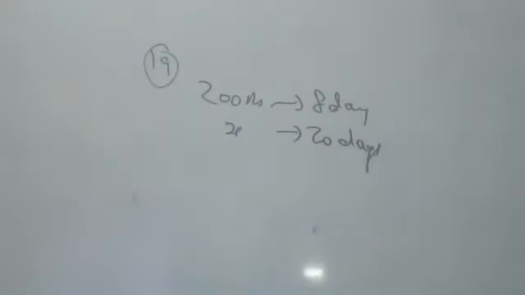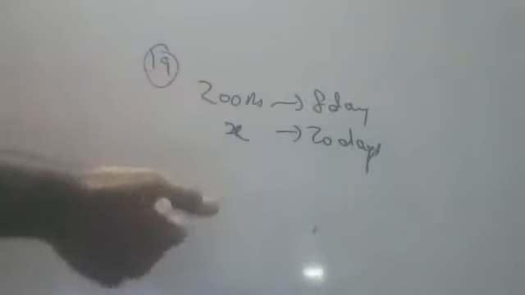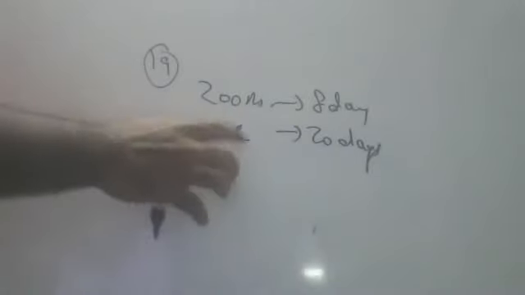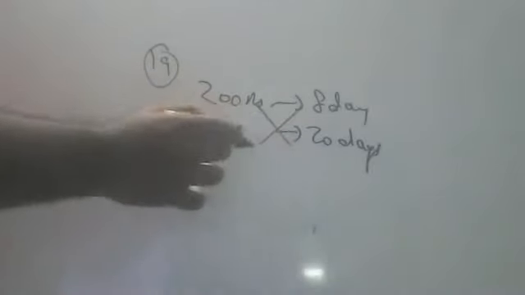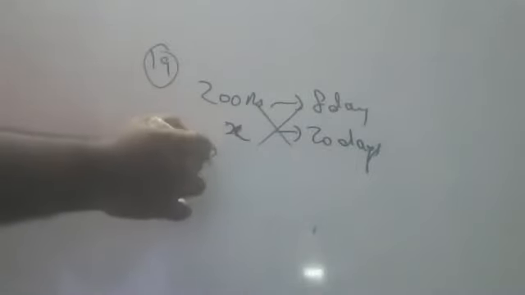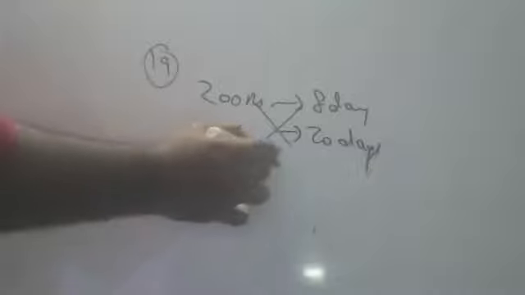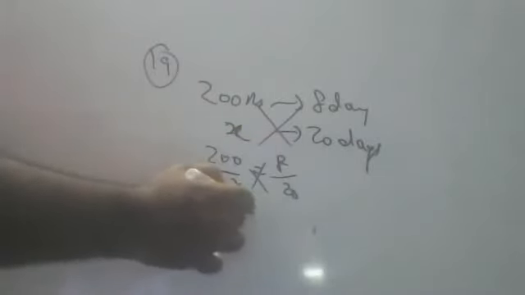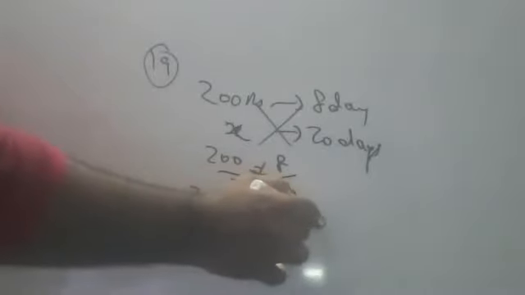More, sir. He will get more, so it is a direct proportion. So let us take it as x. Sir, I will take y? It's your wish, children. You can take y, z, a, b, c, some variable you take. Okay. Cross multiplication. 200 by x is equal to 8 by 20. Go for the cross multiplication. 200 into 20 is equal to 8 into x.